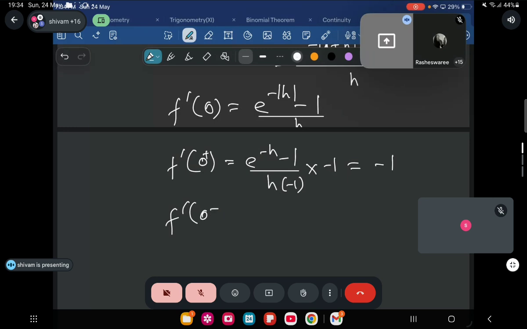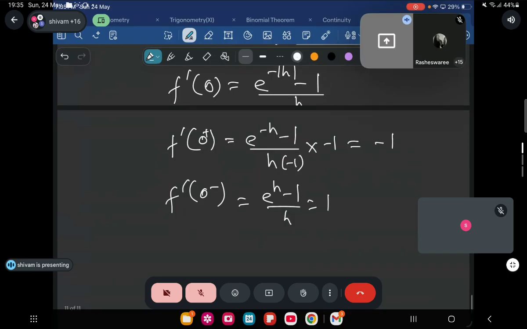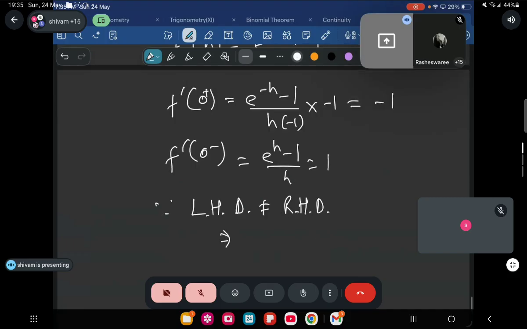Let us find out f dash at 0 minus. F dash at 0 minus will be equal to e to the power plus h minus 1 by h. Okay, this is plus 1. So it is not differentiable, right, everyone? Since LHD is not equal to RHD, this implies f is not differentiable. Tell me, anyone having any doubt, you can ask now.